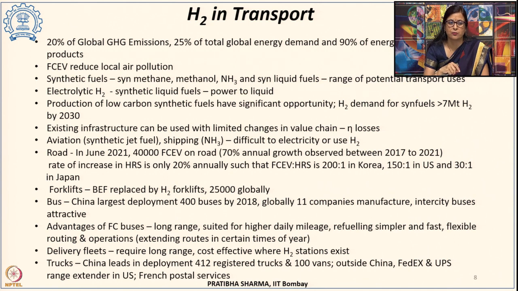When it comes to road transport, in June 2021 there were about 40,000 fuel cell electric vehicles on the road, and the positive point was that 70% annual growth was observed between 2017 and 2021. But the rate of increase in hydrogen refueling stations was not to that scale. It was only a 20% annual increase in this period. There are about 25,000 forklifts operating globally, and this is one of the important uses of fuel cell based operations. Among buses, China had the largest deployment, 400 buses, in 2018.